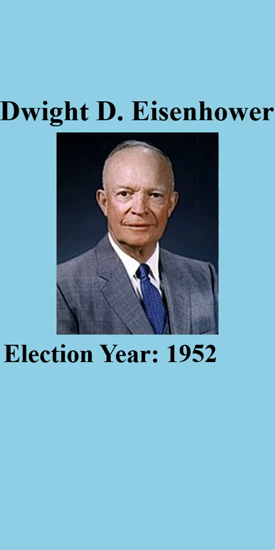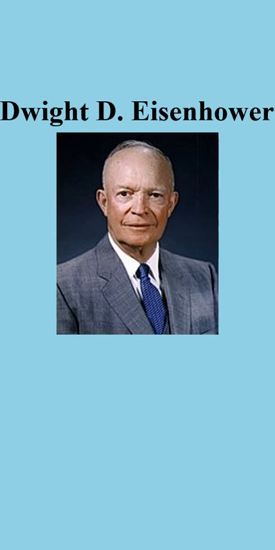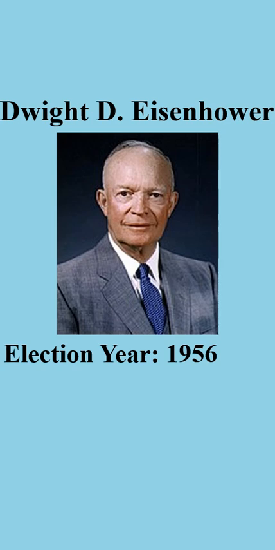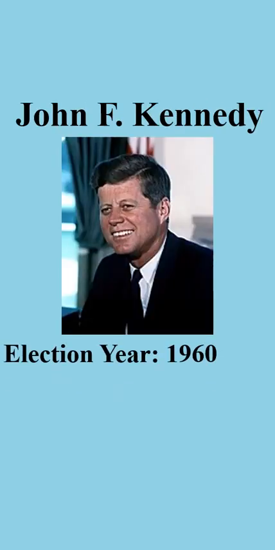Dwight D. Eisenhower, he won the election in 1952 with 442 votes. He won the election for the second time in 1956 with an electoral vote of 457. John F. Kennedy, he is the 35th president of the US and he won the election in 1960 with 303 votes. He is the second youngest US president, who became a president at the age of 43 years.